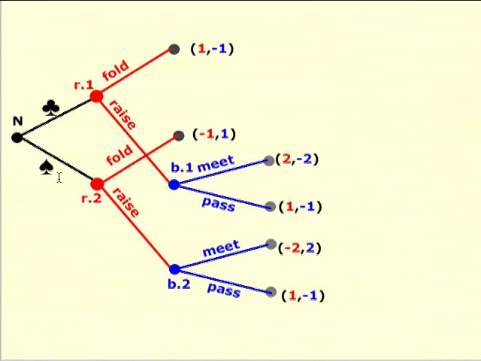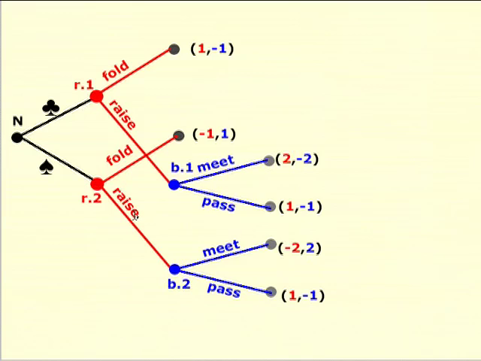Let's go back to the first one, okay? Club, fold, red player wins. Spade, fold, red player loses. Okay? Club, raise, meet. The red player wins with a club, and the red player loses with a spade. In these cases it's a zero-sum game because the numbers are always going to add up to zero. But the blue player is winning here. The blue player wins with a spade if she meets the raise of the red player. Is that any better?